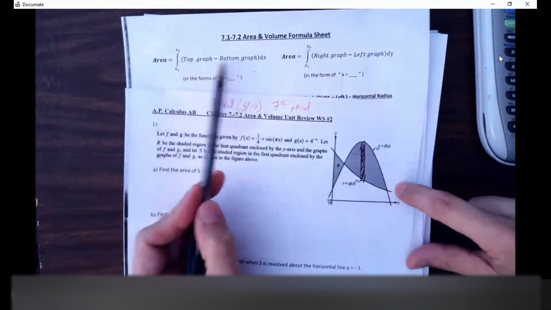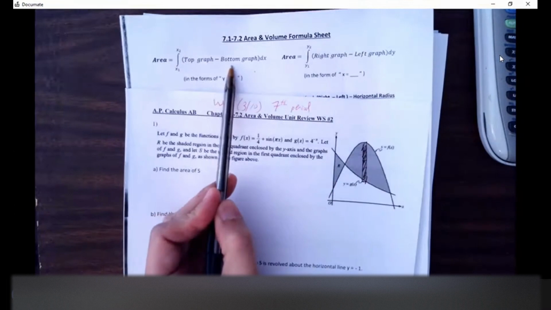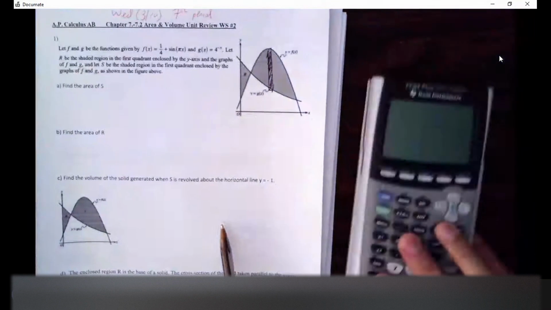So we have the graphs necessary to put into the formula, but we are still in need of the bounds. So the bounds we can tell are the intersections between these two graphs. So we'll rely on the calculator to get to that. All right, so I'll do the graphing calculator first and then show on the 36 Pro.